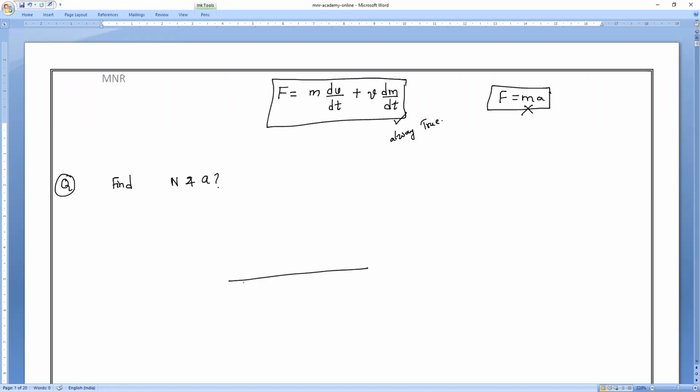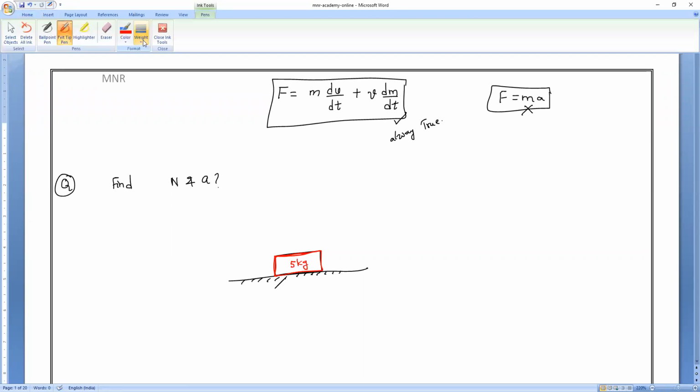So we are having a surface, and on it one big block with a mass of 5 kg. You can use different pens. Kindly use a pencil and two or three pens; it will be very good for representation. So we are having a 5 kg mass.